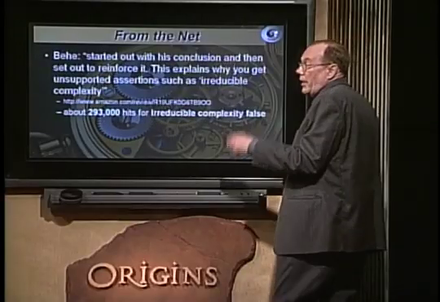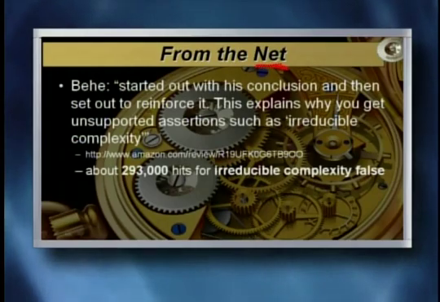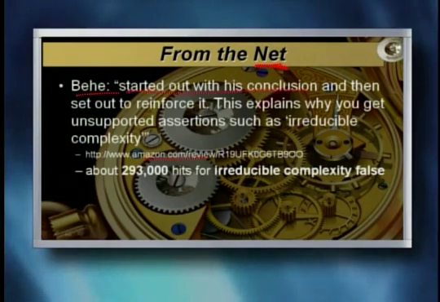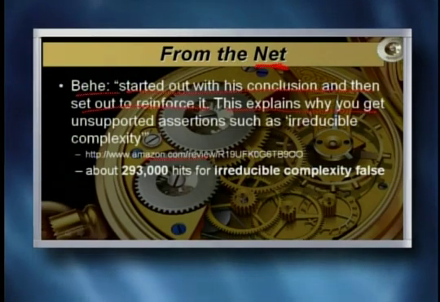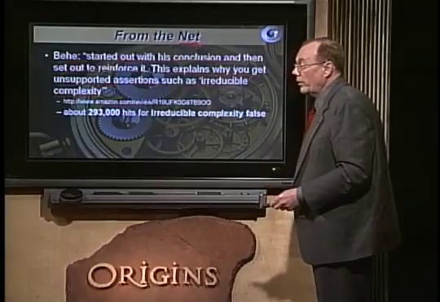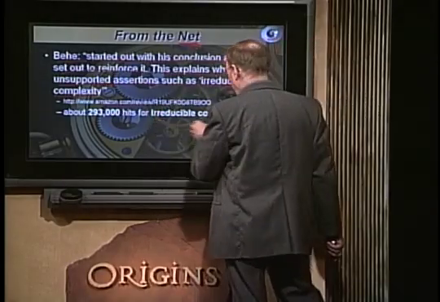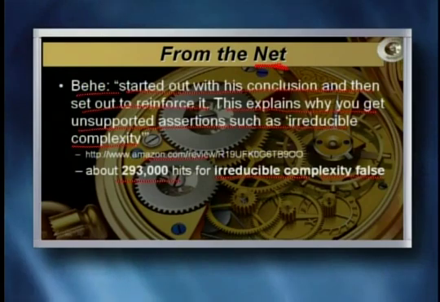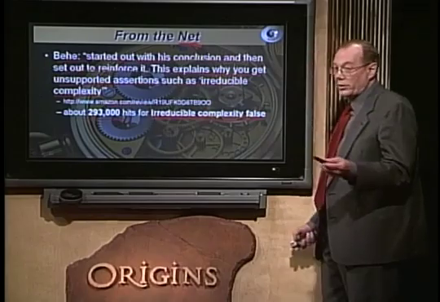It's an idea that's been around for a long time. It was central to chemistry, the development of chemistry, and so on. And this now has gotten in the media from the net. There's a quote from Amazon, a review of a book. Behe, quote, started out with his conclusion and then set out to reinforce it. Okay, well, that may be true. This explains why you get unsupported assertions such as irreducible complexity. And when I plug this in, by the way, "irreducible complexity is false," I got 293,000 hits. So there are 293,000 hits which claim that irreducible complexity is false, and of course that's ludicrous.